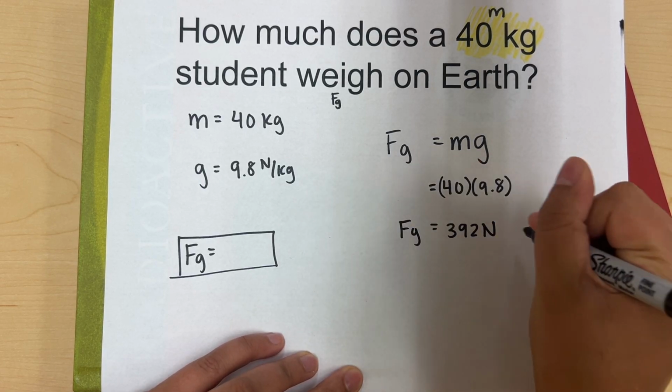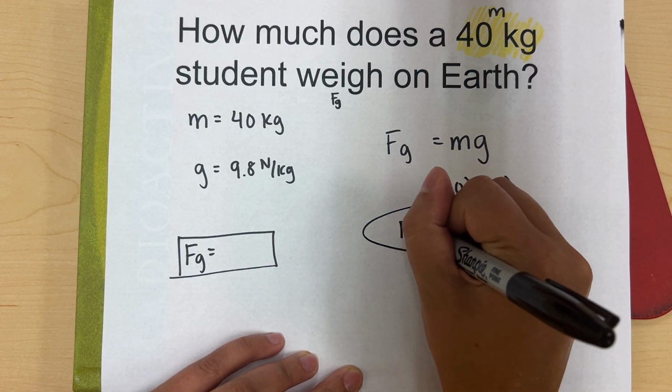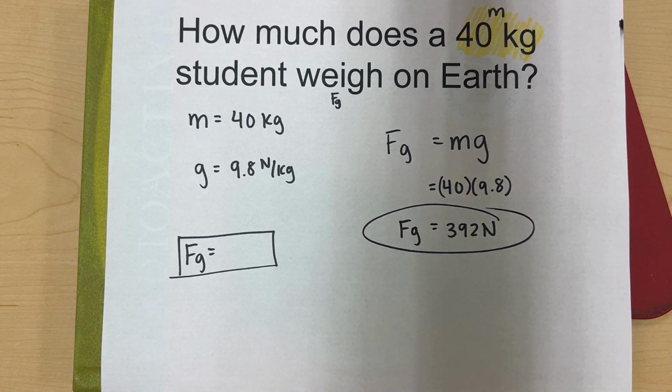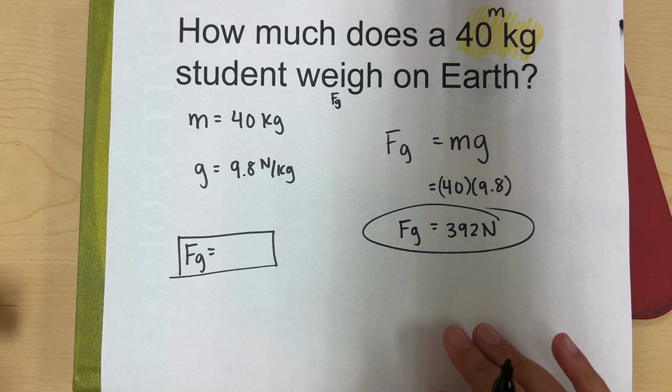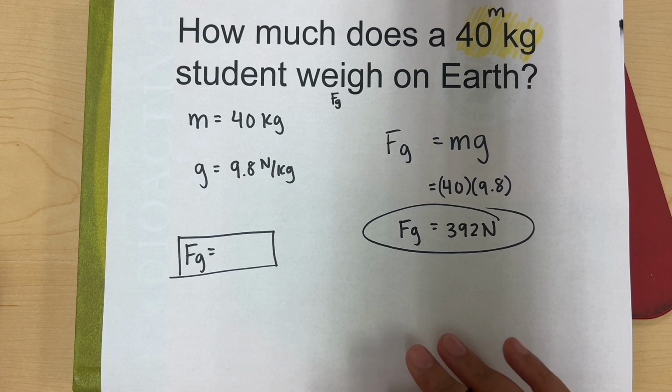And remember, newtons are small. They're not as big as pounds. So for people, you should be getting weights in the hundreds of newtons category. If you were getting weights in like the 60 newtons category, then that's probably not an adult human.